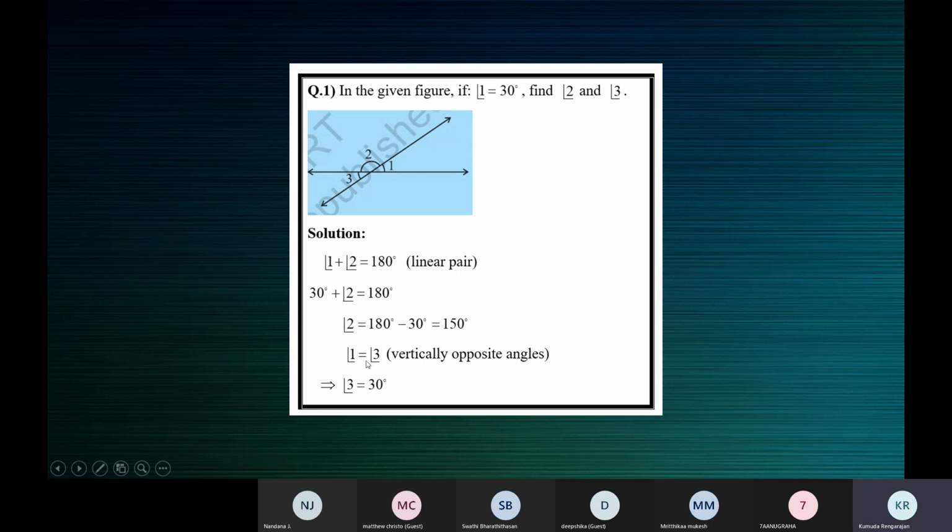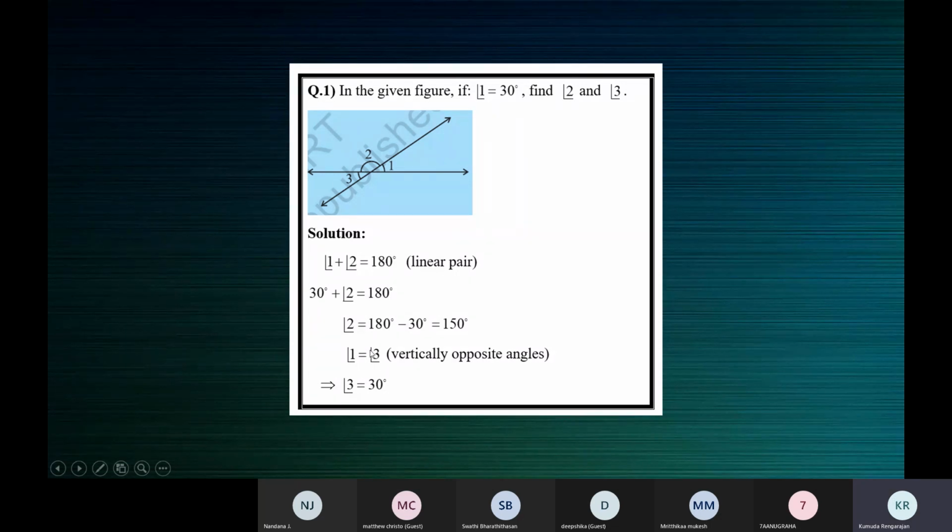This one should come first, children. By mistake, it's down here. First, you must write angle 1 is equal to angle 3, vertically opposite angles. So, because angle 1 is 30 degrees, angle 3 also will be 30 degrees. You must write this first, children.